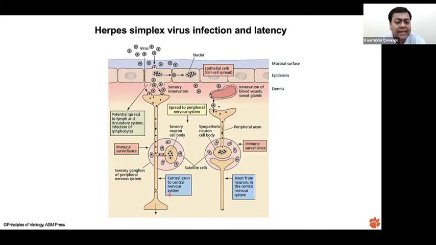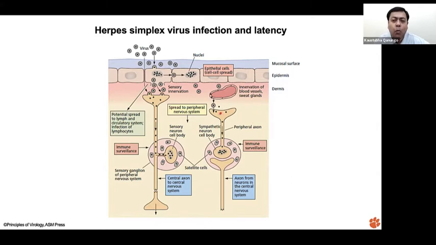So you can get a CNS, central nervous system infection as well, if your immune surveillance cannot check that. There's another route, a little bit different, which is the autonomic ganglion system. Here, the sensory ganglion is just one circuit, from the periphery of your skin to the spinal cord. Whereas for the autonomic ganglion, there are two circuits.